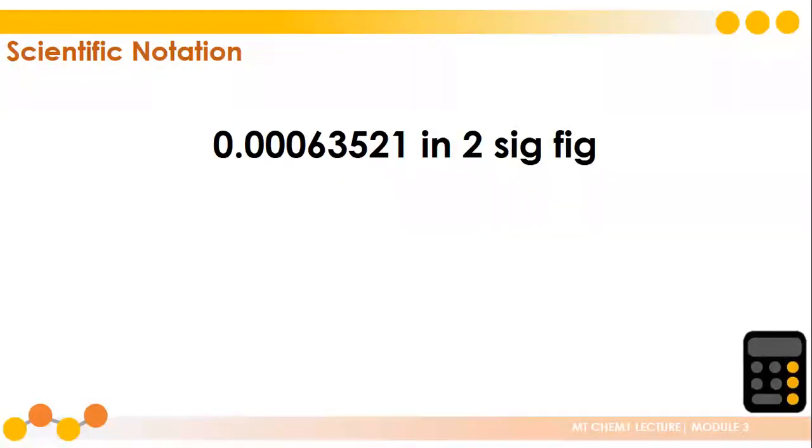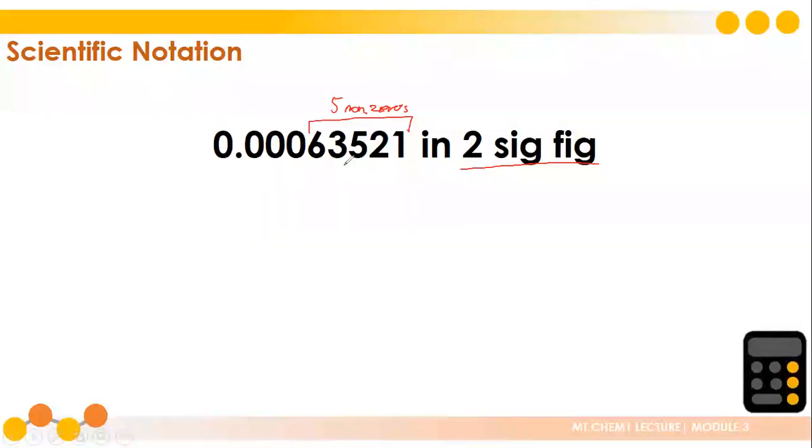Okay, let's answer this one. Similar to the first one, we have another condition. It says here two significant figures, but looking at our value, which is 0.000635521, we have here five non-zeros, meaning we have five significant figures. What you will do in this one now is round off the numbers.